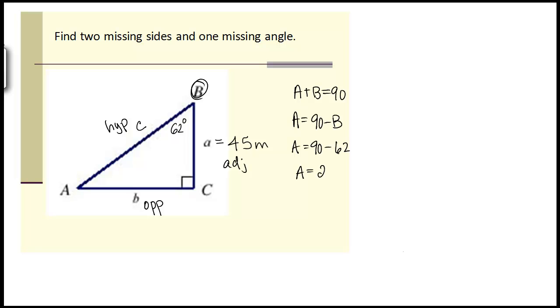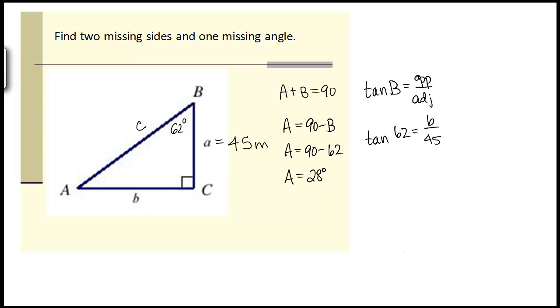That means that angle A has to be 28 degrees. Now, in terms of the sides, I'm going to try to use anything that deals with the adjacent side, because I'm given angle B and the adjacent side. If I'm looking for the opposite, what trig function uses opposite and adjacent? That would be a tangent. So tangent of angle B is opposite over adjacent. So tangent of 62 is equal to opposite over adjacent.